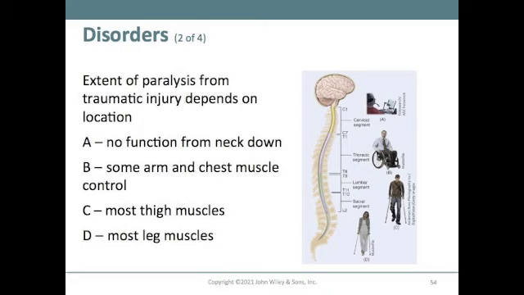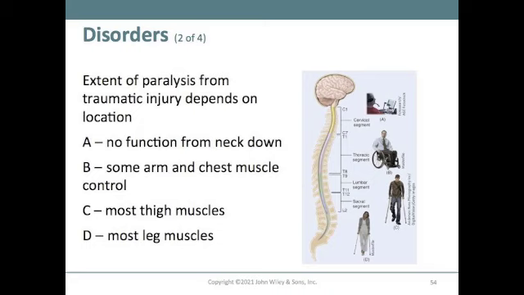Anyway, this picture here is at page 488. And so you can kind of see there the letter A, so you can see there's no function from the neck down. Letter B, some arm and chest muscle control. Letter C, most thigh muscles. And then letter D, most leg muscles are affected.